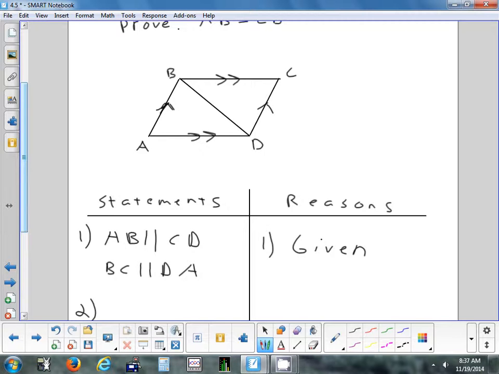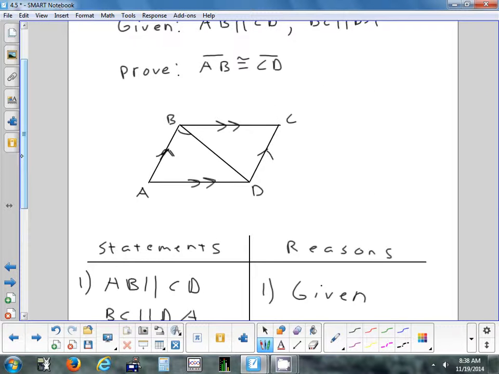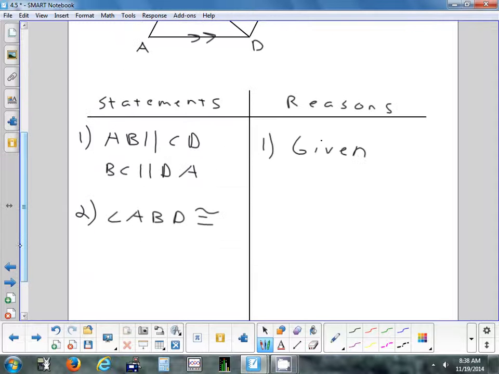Now that we know we have those parallel sides, is there anything here I could say about some angles? Marquise? Sure. Can you name two alternate interior angles there? We go ABD. Okay, so ABD, let me write that down. ABD is congruent to what? BDC. Okay, let me write that down. Let's see if the letters match up.